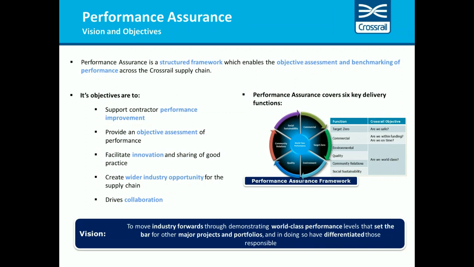Just over 3 years ago, we did establish our performance assurance process, which was designed to assess and benchmark performance across the supply chain working on Crossrail. Now, I don't want to steal the thunder from a future webinar which is going to be dedicated to this process, so I'll give you the 60-second overview, which is to say that we've essentially implemented an assessment criteria across 6 key areas: commercial, health and safety, environment, quality, community relations, as well as social sustainability.